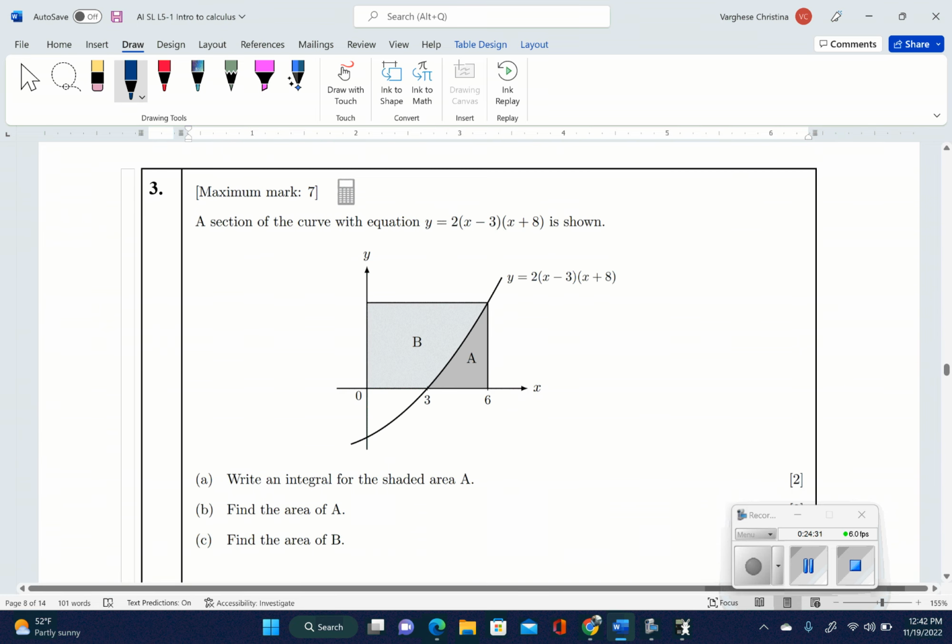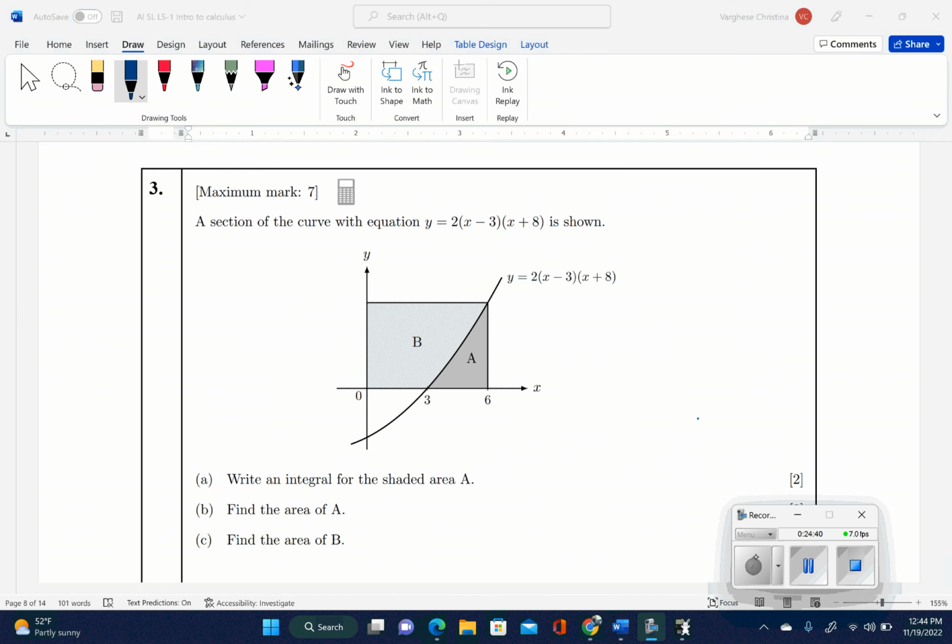Okay, this next one right here is very similar, so write the integral for the shaded area A. Pause the video, go ahead and try it. All right, so write an integral for the shaded area A. So I know here is my function, right?